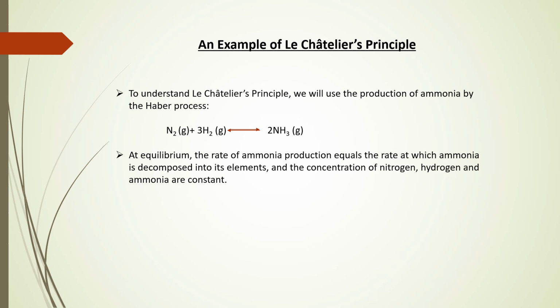To understand Le Chatelier's principle, we will use the production of ammonia by the Haber process. At equilibrium, the rate of ammonia production equals the rate at which ammonia is decomposed into its elements, and the concentrations of nitrogen, hydrogen, and ammonia are constant.